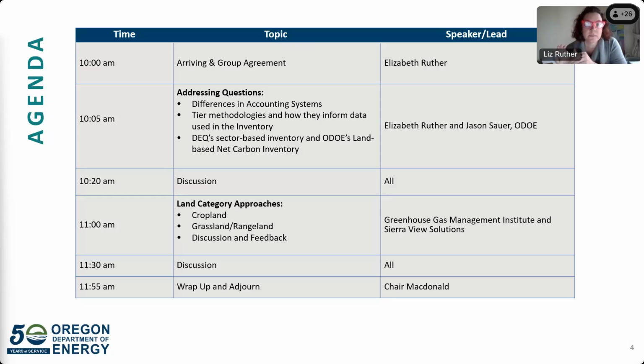And then we're going to spend some time just talking a little bit more about the two inventories, the one we're crafting, the Land-Based Net Carbon Inventory, LCI for short, and DEQ's Sector-Based Emissions Inventory, SBI for short. And then we're going to spend most of the time on more land category approaches today on cropland and grassland / rangeland. So we should have plenty of time for discussion, I hope. Alrighty, let's dig in.